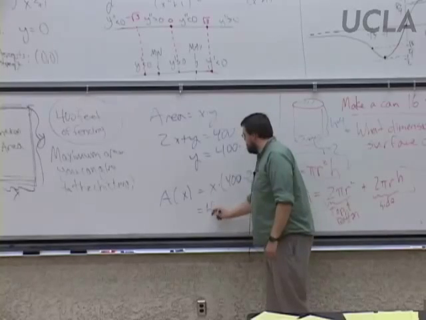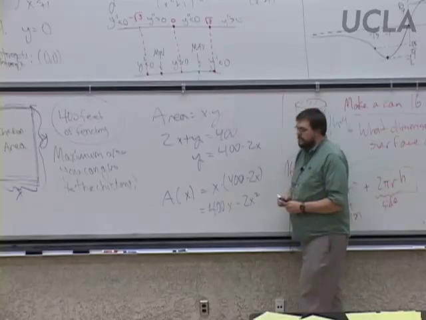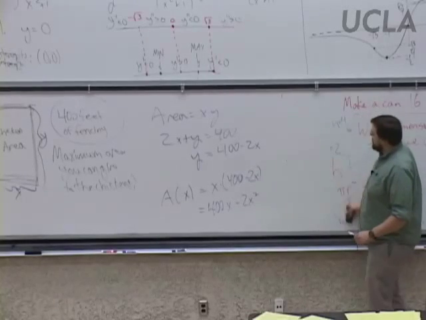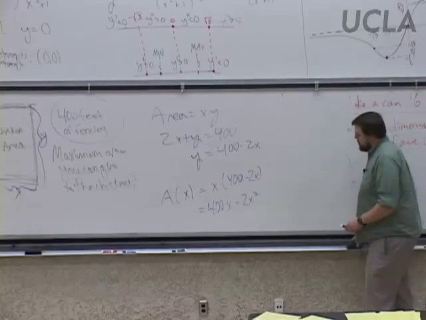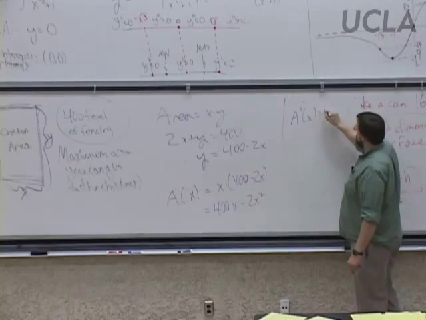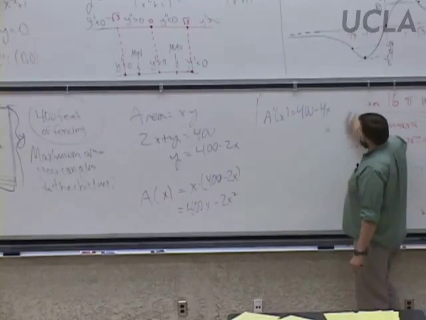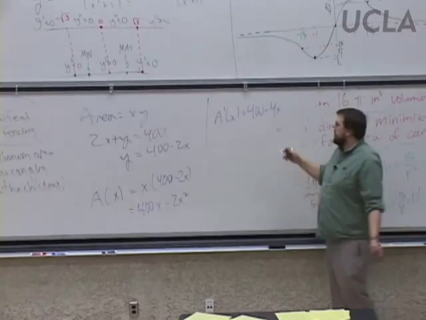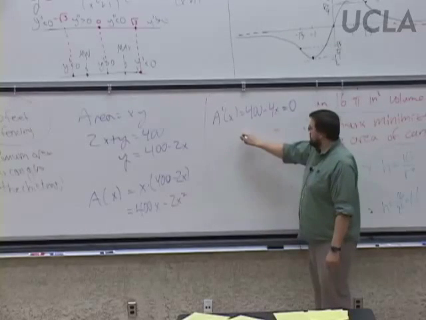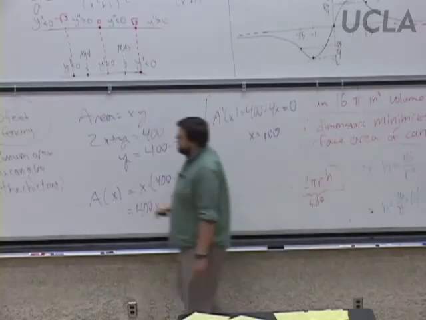Or this is 400x minus 2x squared. So now what do we do? We use our calculus. We've gone down to a function of a single variable, so we just do our optimization. A prime of x is 400 minus 4x. It's never undefined, so the only critical point comes when it equals 0. So 400 minus 4x equals 0. So what should x be? 100. So you should put 100 in for x.